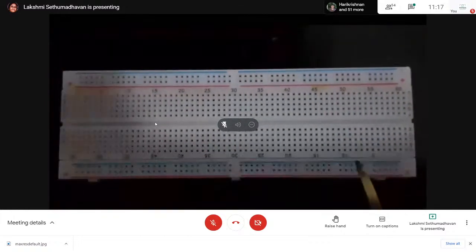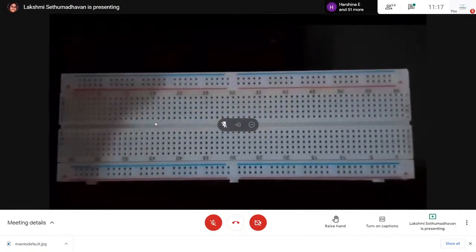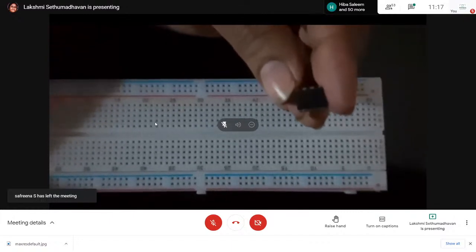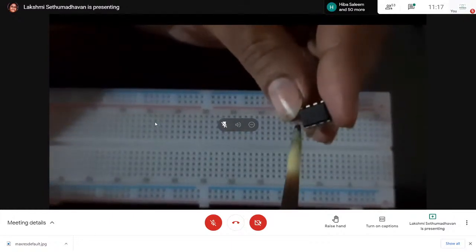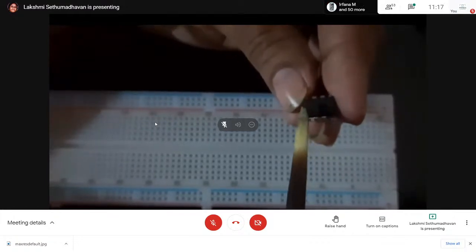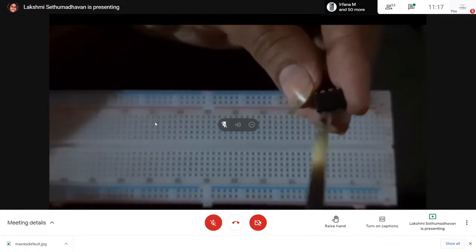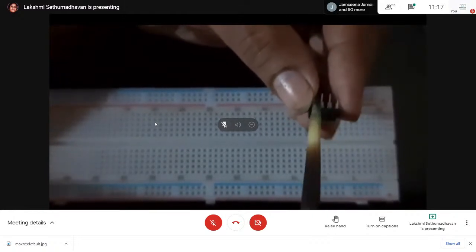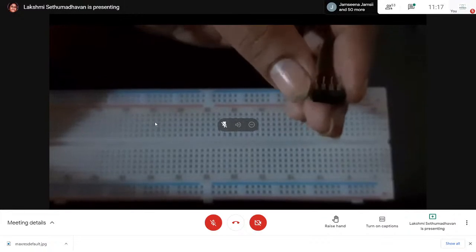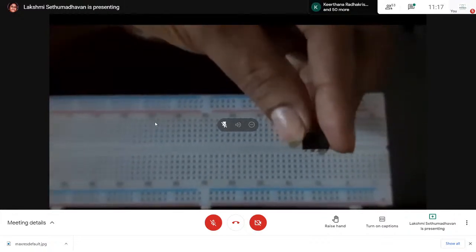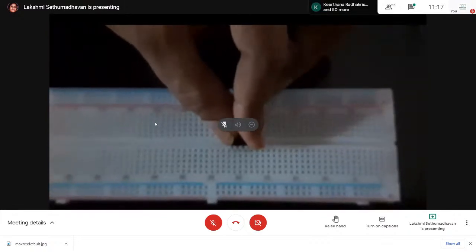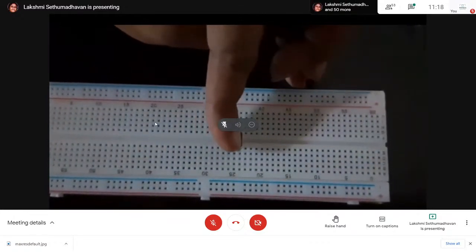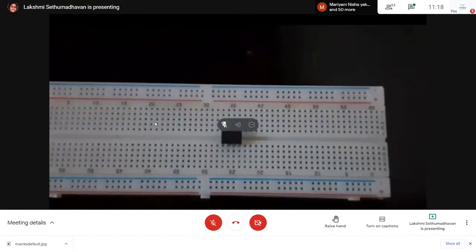So on this breadboard, we'll make a circuit. This is the IC741. You can see a glare point here. This will be pin number 1. So 1, 2, 3, 4, 5, 6, 7, 8. So these pins we will introduce into 8 different points on the breadboard and introduce it like this.